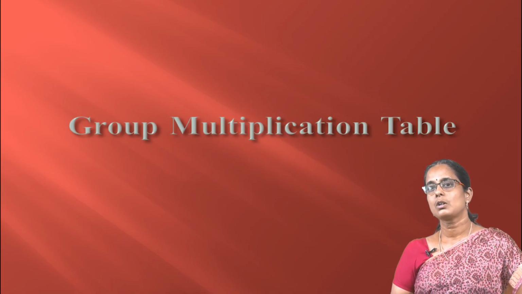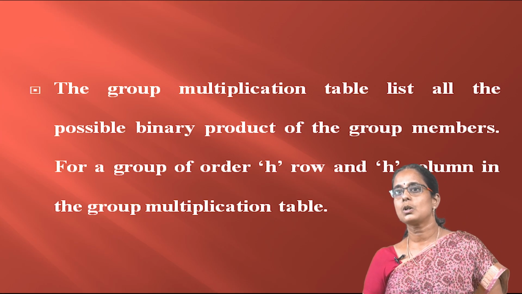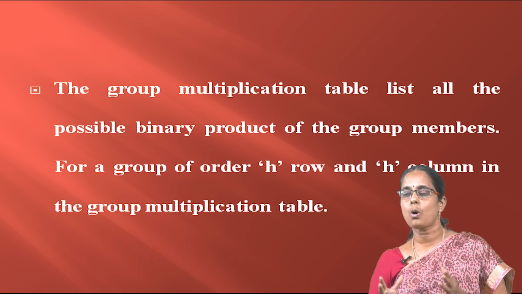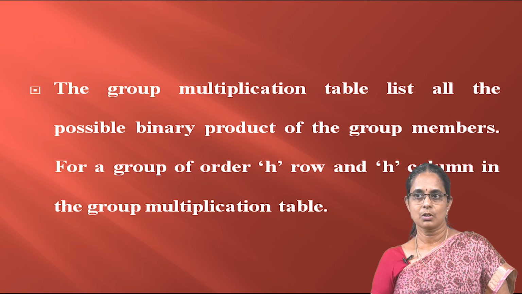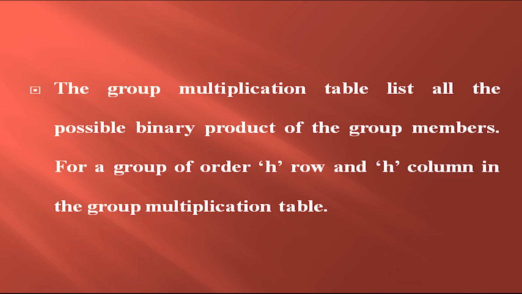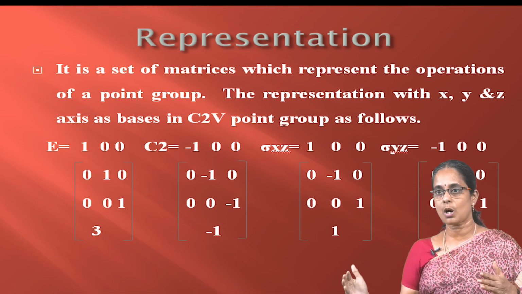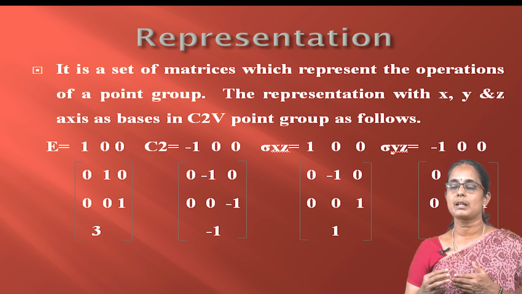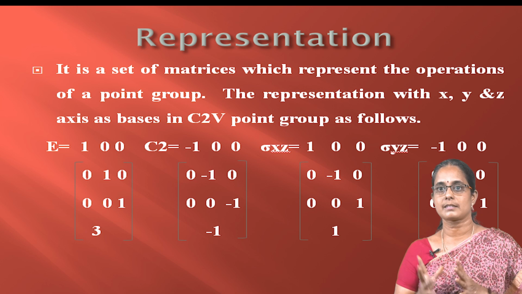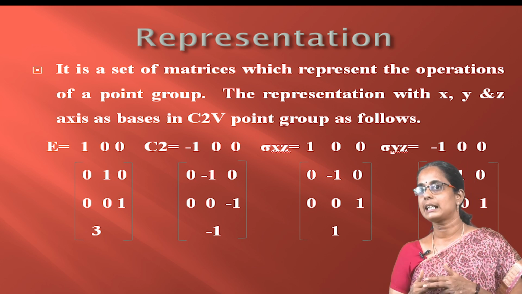Next we see the group multiplication table. The group multiplication table lists all the possible binary products of the group members. For a group of order h, there are h rows and h columns in the group multiplication table. Each row and each column lists each of the group elements only once. No two rows or columns can be identical.